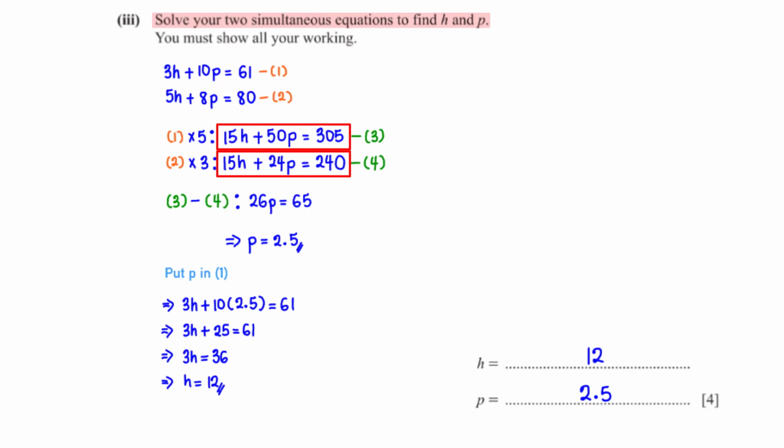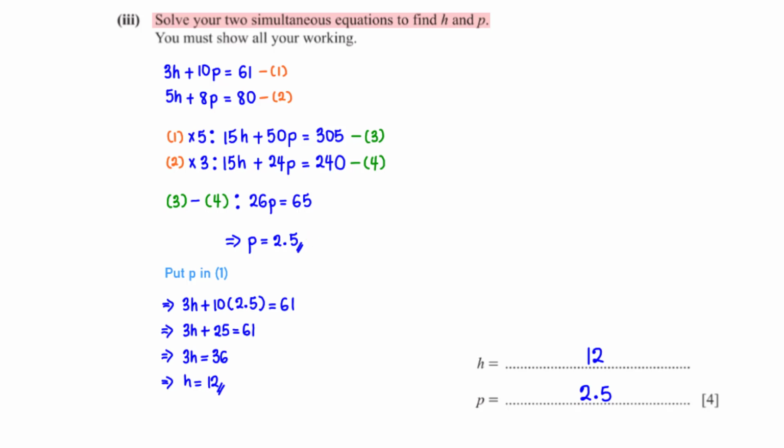Now that we have 15h in equation 3 and equation 4, we can eliminate h by subtracting equation 4 from equation 3. This gives us 26p equals 65. When we divide both sides by 26, we get p equals 2.5.